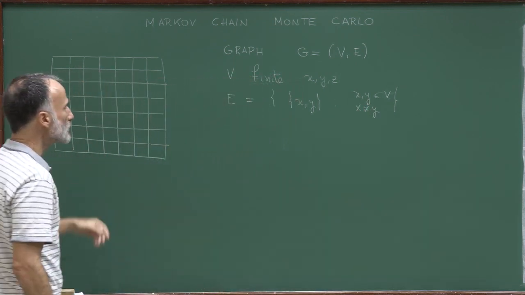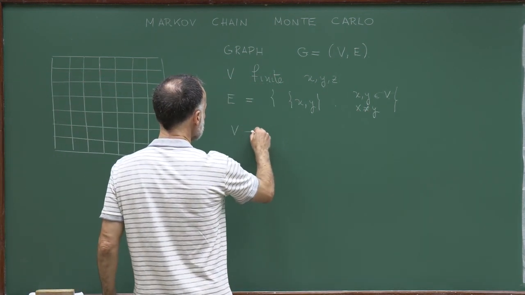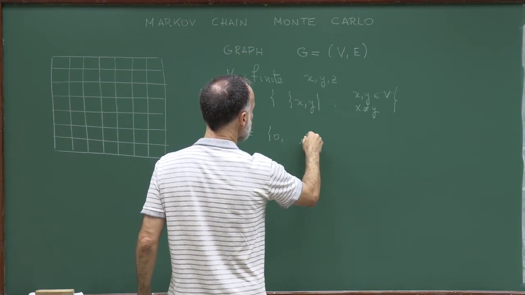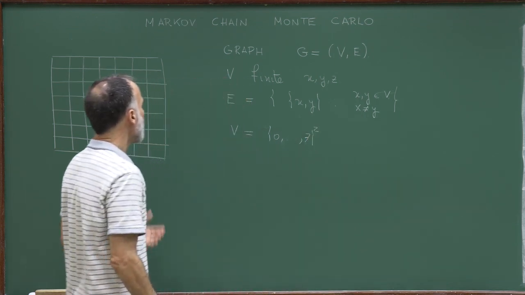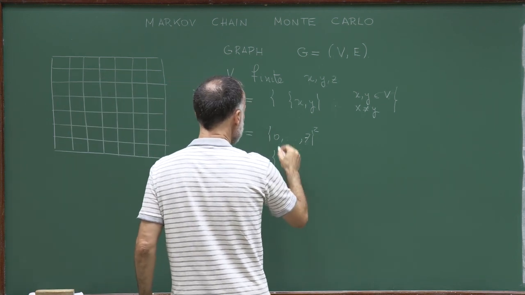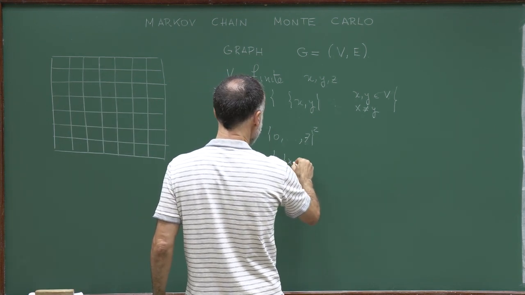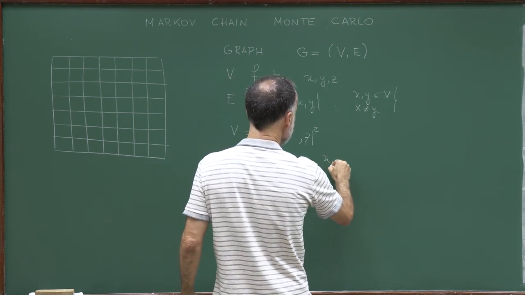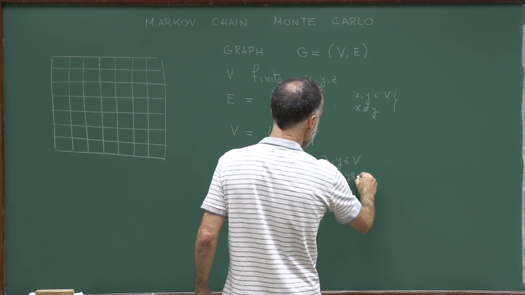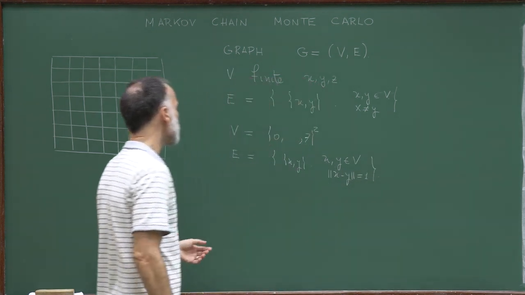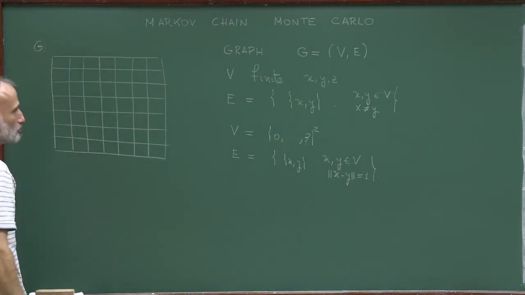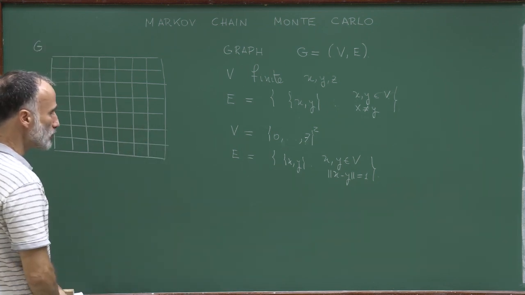So you have here an example in which V is the set {0, ..., 7} squared, and the set of edges is just the pairs (X, Y), where X and Y belong to V, and the distance between X and Y is equal to 1. So we have here the representation of this graph G, and this is an example of a graph.